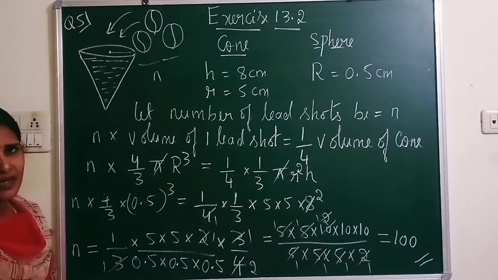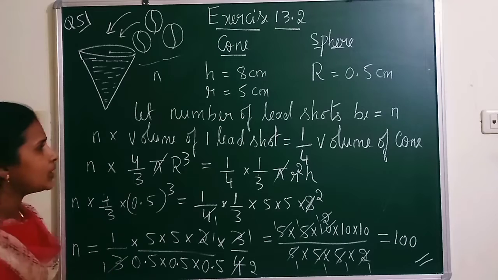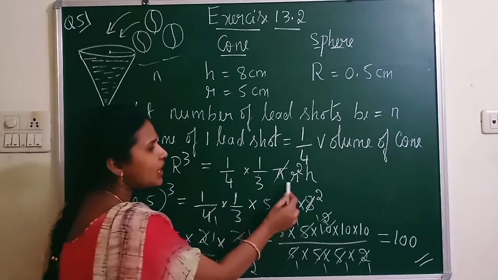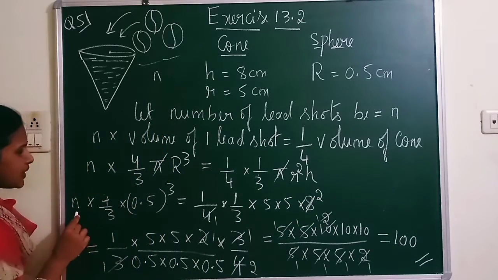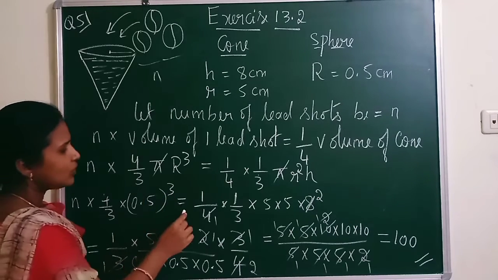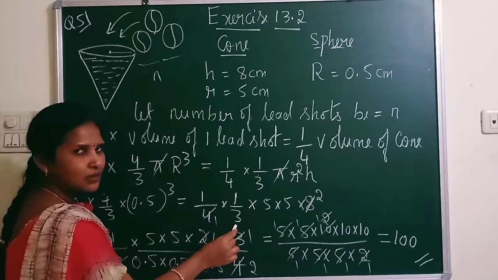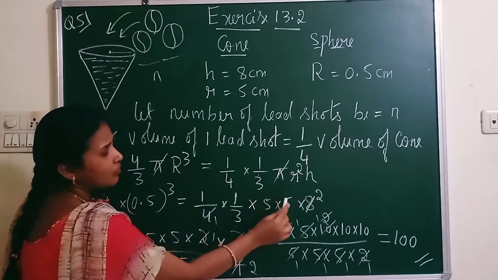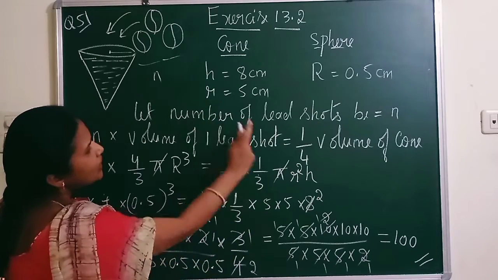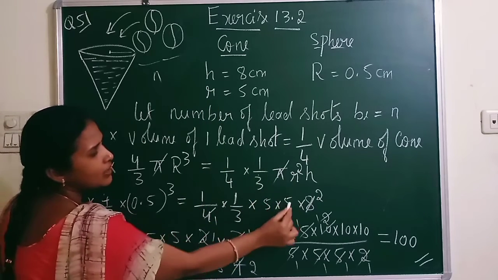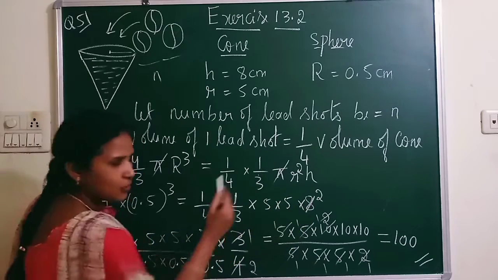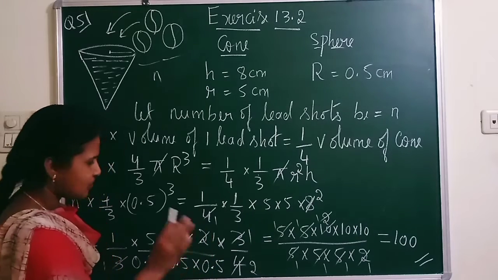A little calculation is heavy here, but simplify it and do it properly. So 1/4 into the volume of the cone, what is it? 1/3 pi R square h. Now substitute: n into 4/3, small r is 0.5 cube, equals 1/4 into 1/3 into R. What is R here? The radius of the cone is 5. So R is 5 and one more R is 5 and h is 8. And you can cancel here itself. 4 ones are 4, 4 twos are 8. Other numbers you can't cancel, keep as they are.